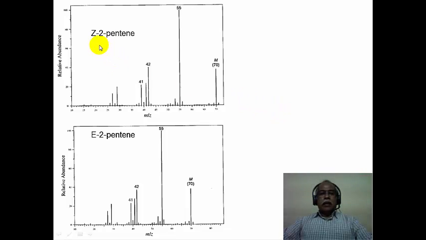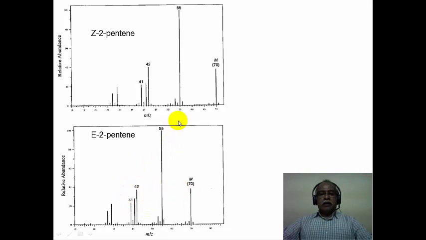Now here the comparison of Z-2-pentene and E-2-pentene is given, and this essentially corresponds to more or less an identical spectrum. You have the molecular ion peak at 70, a fragment peak due to the loss of a methyl group at 55, and a peak at 42, which probably comes from loss of an ethylene kind of group, because this is 28 mass units different from 70. Then loss of a hydrogen from this fragment will give 41. A similar, identical pattern of fragmentation is seen.